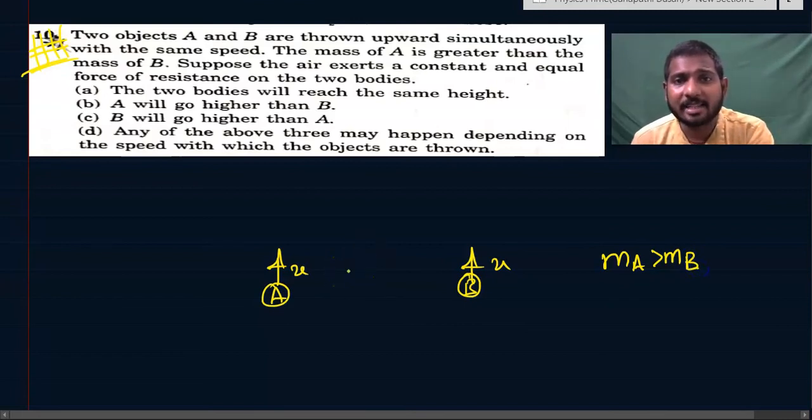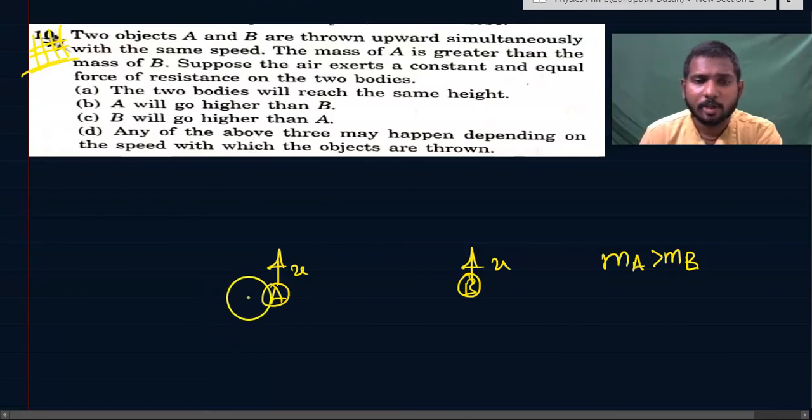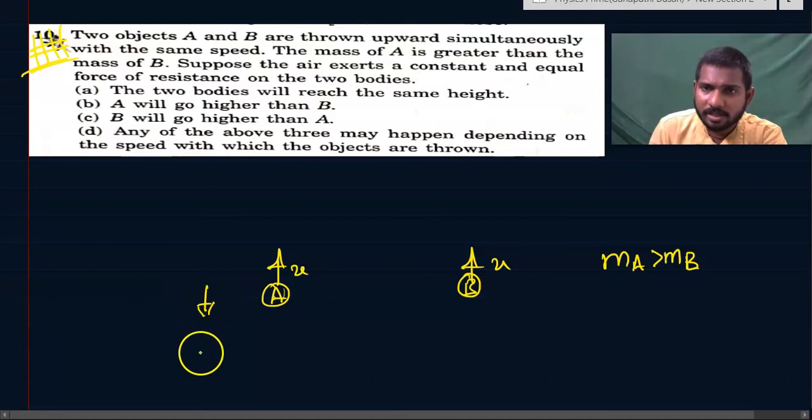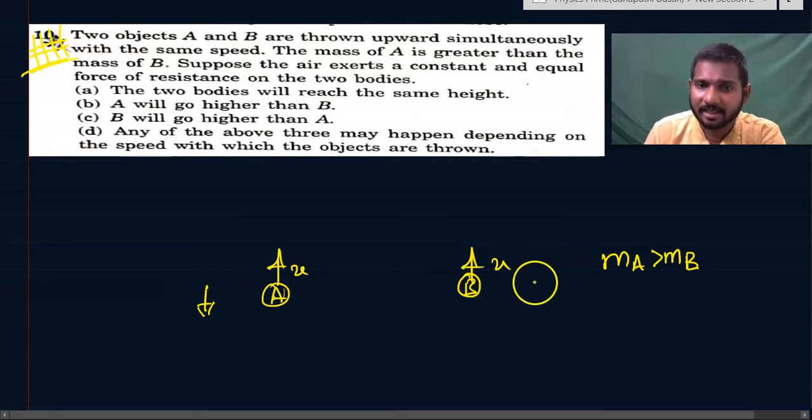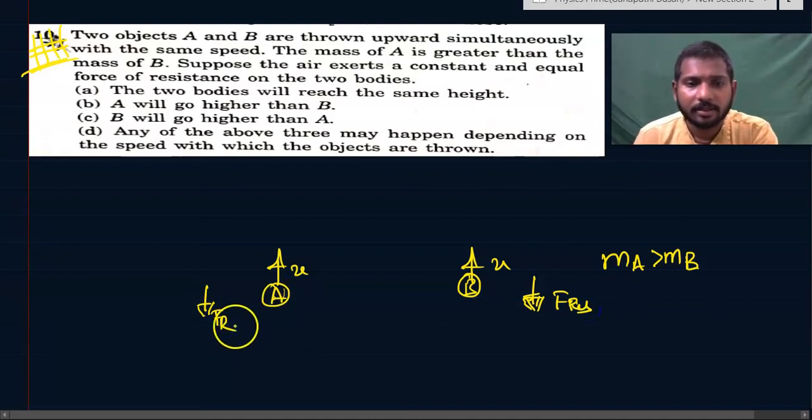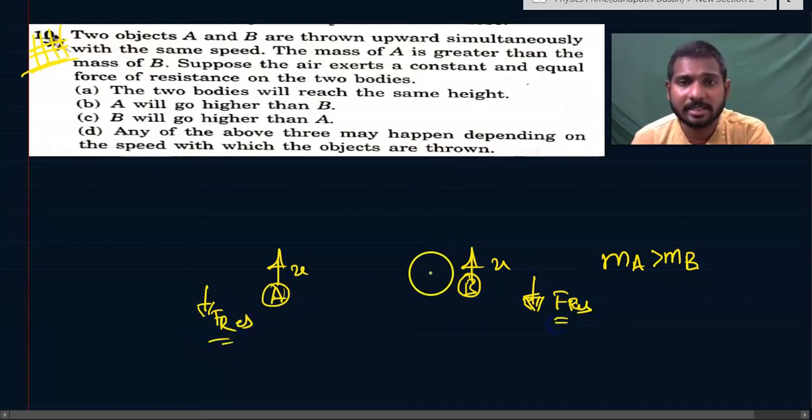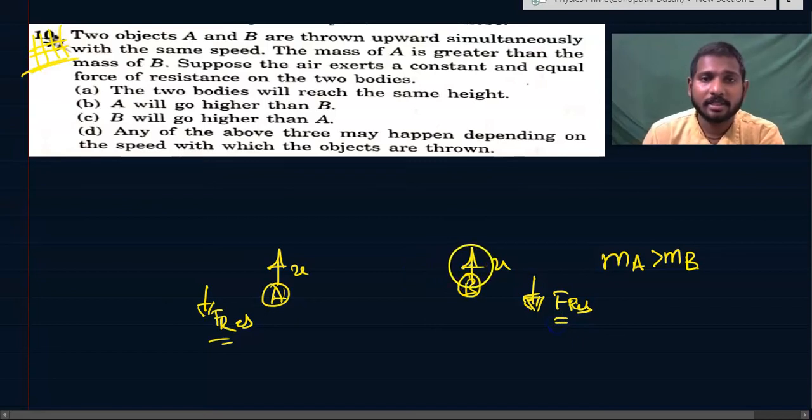Suppose that air exerts a constant equal force of resistance on the two bodies. When the body is going upward, air is exerting a constant force of resistance. Resistance means when the ball is going upward, the resistance is towards downwards because air is resisting it. There will be a downward force due to air. Call it F resistance. This F resistance is equal in both the cases. Constant and equal force.